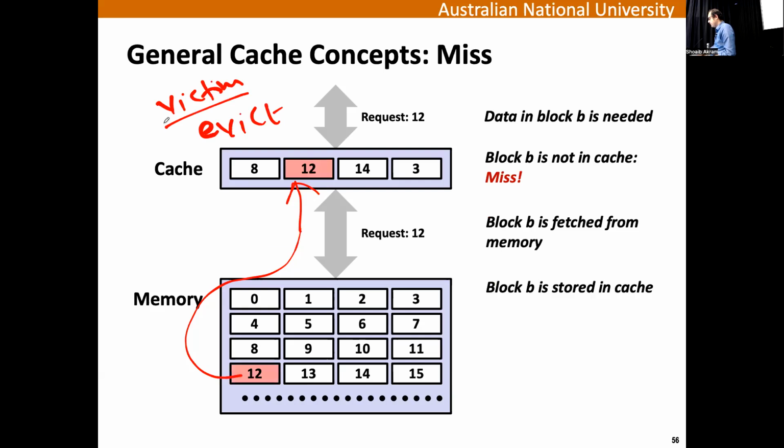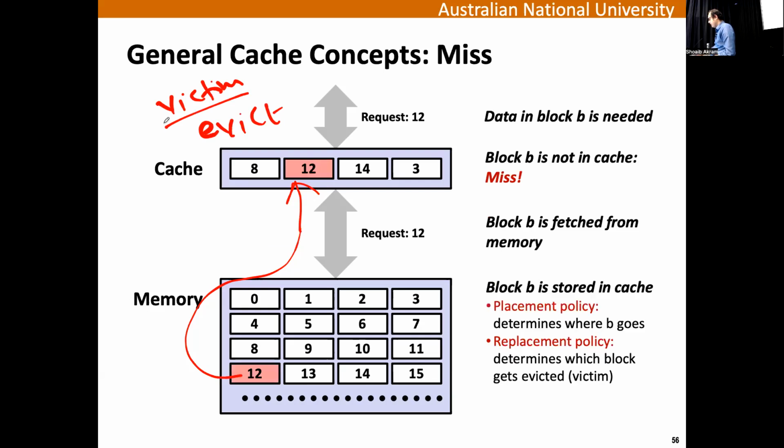So 12 is fetched. The placement policy and replacement policy determine where you place a block and which block is the victim. The most extreme policy is random. Do a random placement of the block and randomly pick an eviction candidate.